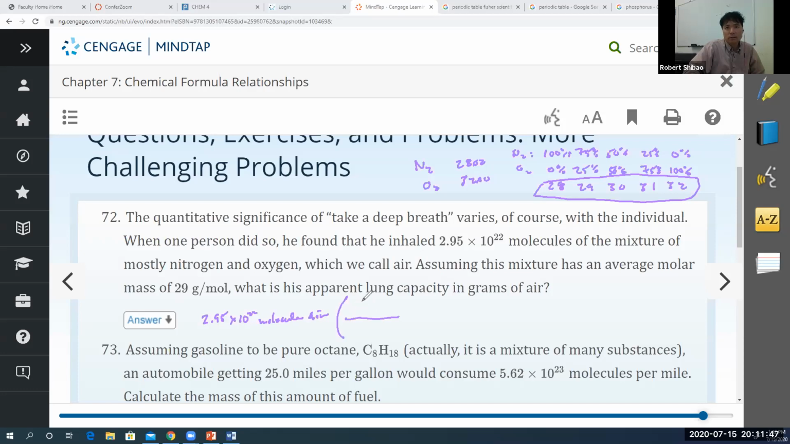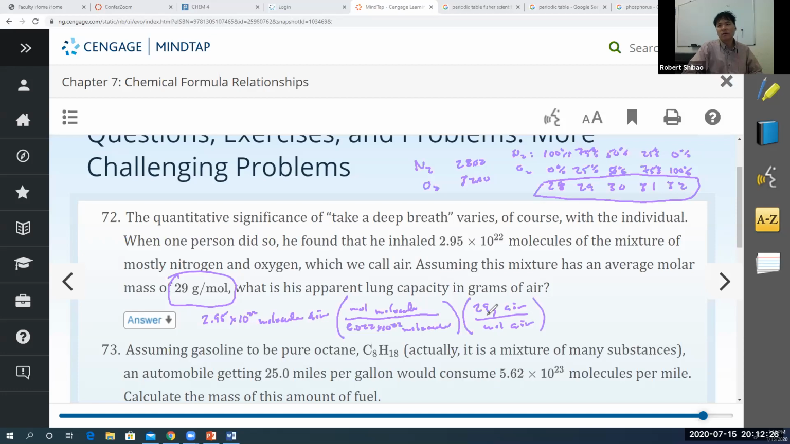Well, if we go from molecules to moles, we'll need Avogadro's number. So there's 6.022 times 10 to the 23rd of anything per mole of that anything. So this would be molecules per mole of molecules. That takes us from molecules of air to moles of air. Once we get moles, we can go to grams because they give us the average molar mass: 29 grams of air per mole of air.